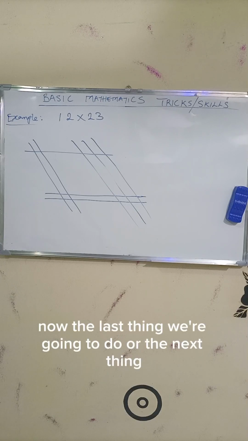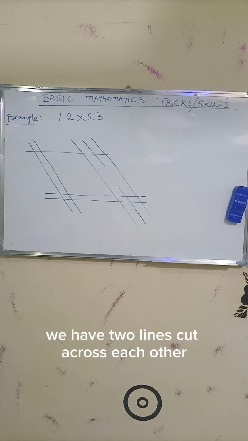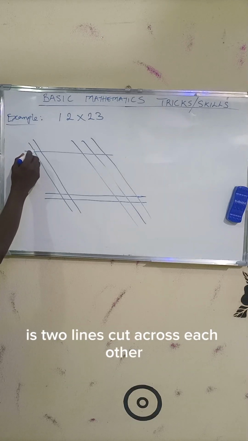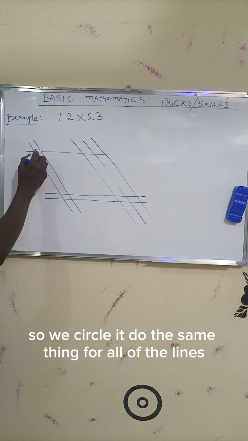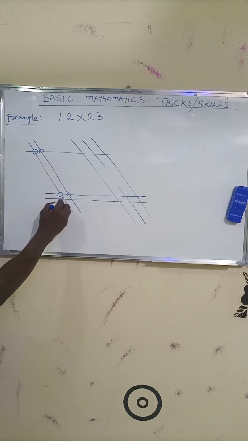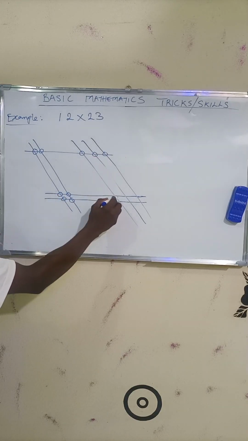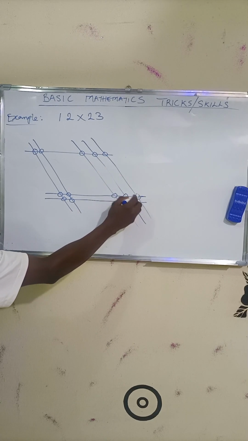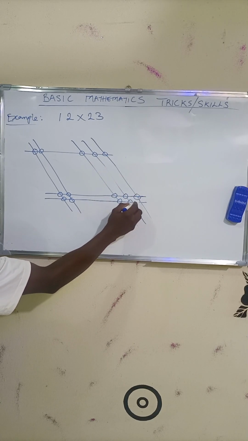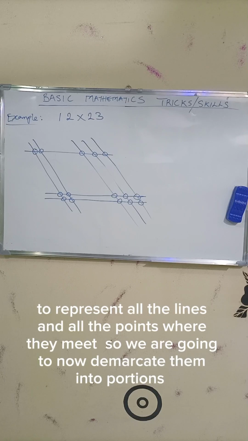Now, the next thing we're going to do is to circle all the points where 2 lines cut across each other. So let's go. If you look at this point, 2 lines cut across each other, so we'll circle it. Do the same thing for all of the lines where they meet.